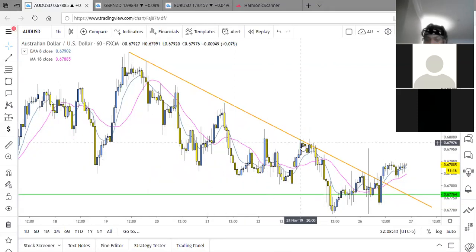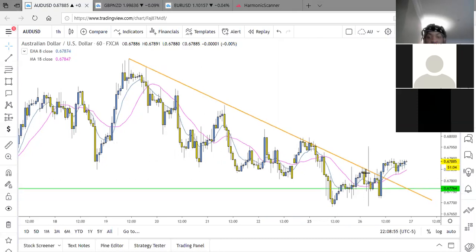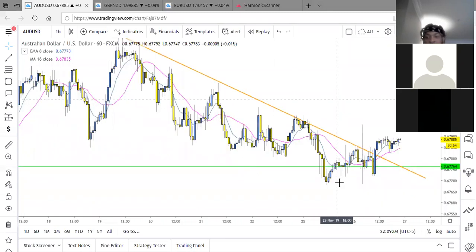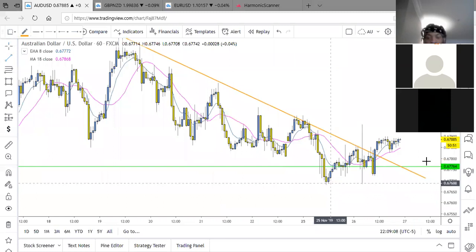Would have been a perfect sell right here. Drop, lower low point, lower high point. This is like the fourth touch of the trend line, right? Then today we got a higher low point because this was our last low, right? Let me draw a trend line right here.